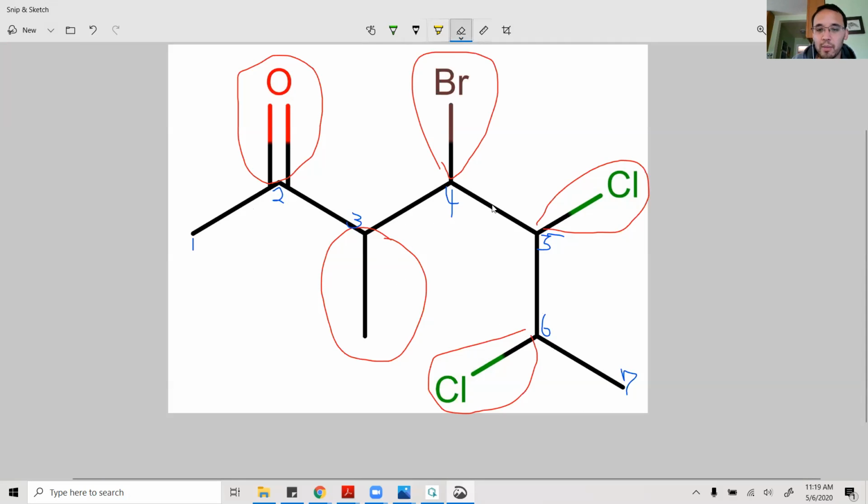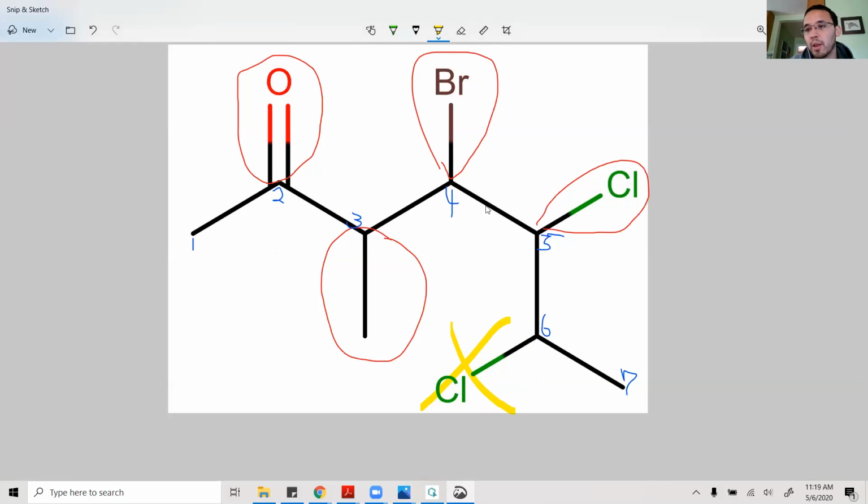So let's say that if I just got rid of this chlorine over here, so if I didn't have this one here, we should know that we needed to number from the left to the right because that ketone should have started at 2 instead of the chlorine starting at 3. Right? So you do still want to know that part.